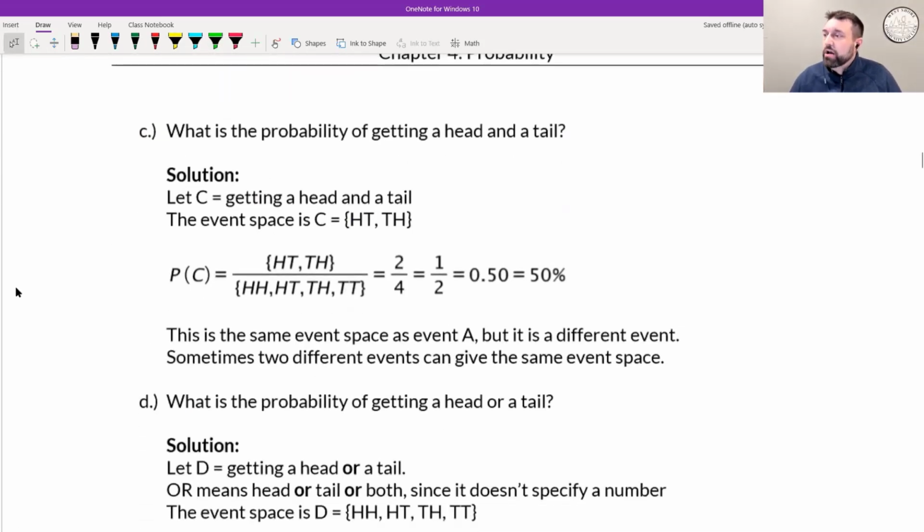So here are a couple more. What's the probability of getting 1 head and 1 tail? Well, there are 2 items that satisfy that, so it's 2 out of 4. Done. And you can see that even though we have 50% on this, you can have 2 different events with the same event space. So this is the same as example A.